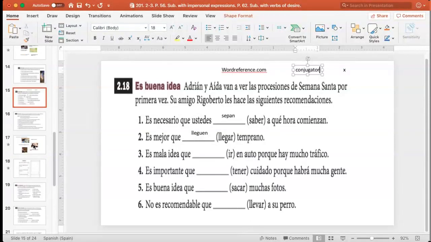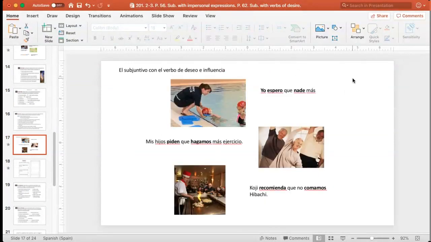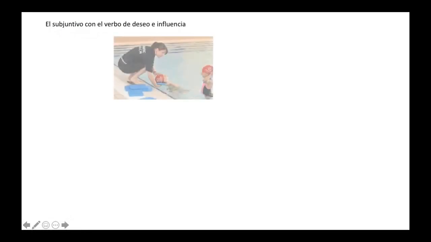Okay. Another use of subjunctive, ¿no? Subjuntivo con el verbo de deseo e influencia. Okay. When you show desire or when somebody wants to influence somebody, you use subjunctive. Yo espero que nade más, ¿no? Por ejemplo, I wish that she swim more.